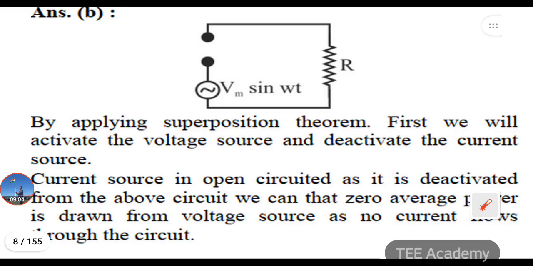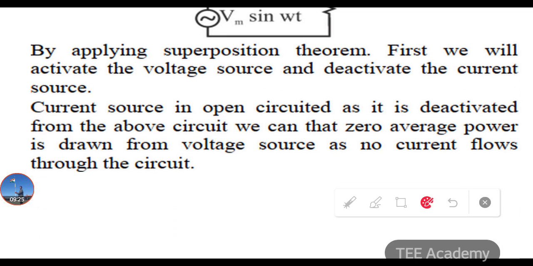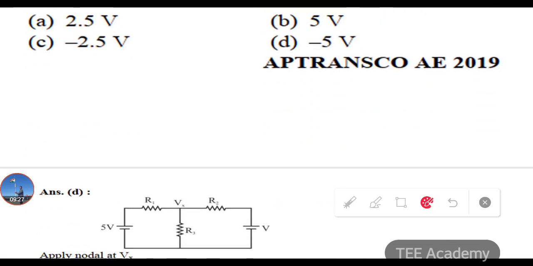When you are considering it like that, the Vm sin omega t is like this. The current source is going to be open circuited here. So once it is open circuited, the current will not flow through this resistor. Okay, so what is the power drawn? The power drawn will automatically be 0 here. That is the explanation in this presentation. So this question we solved already.